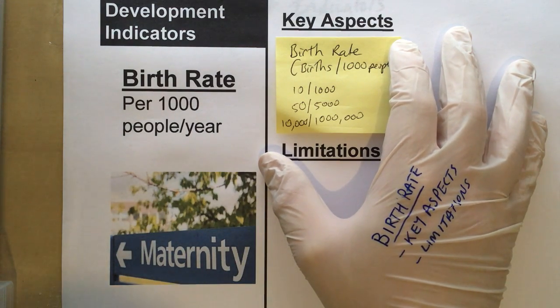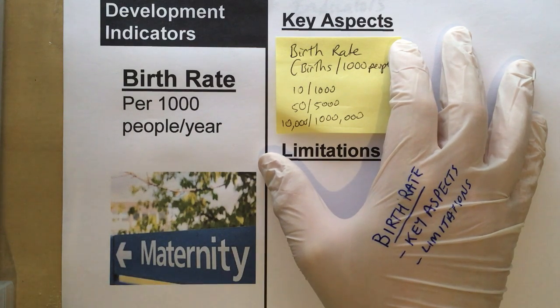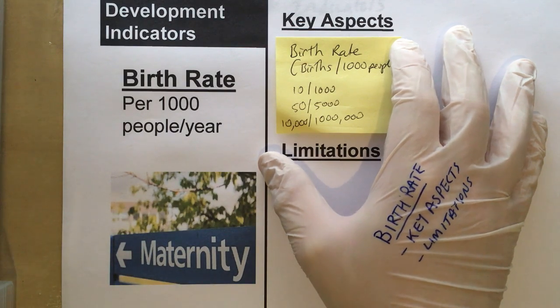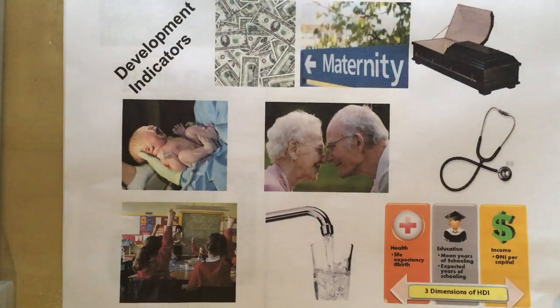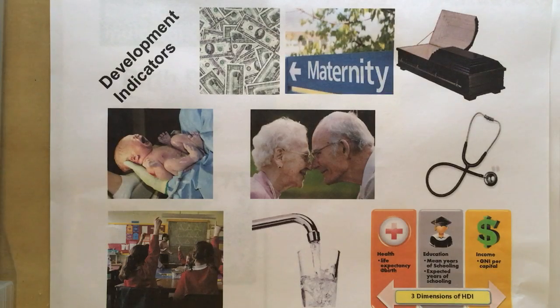We're going to be talking about development indicators and the birth rate, how that's measured, what the key aspects are, and what the limitations of this particular development indicator are. As we looked at before, just a brief overview of a previous video: a development indicator is something that tells you how well developed a country is, a piece of information about that.